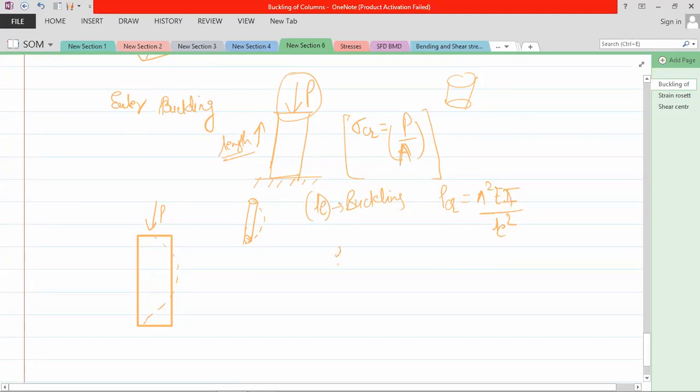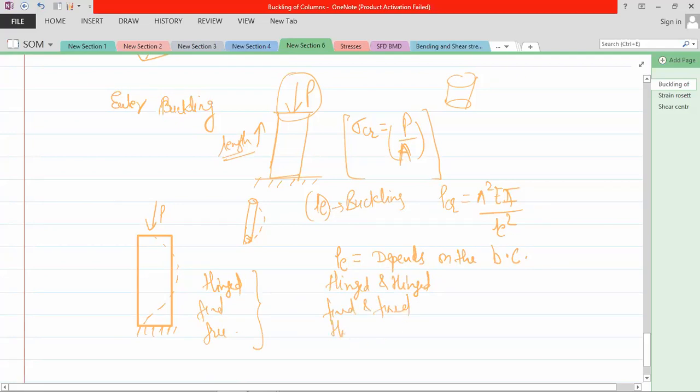Now what is LE? This value depends on the boundary conditions. What are the end conditions required? The three boundary conditions are hinged, fixed, and free end, and we have combinations of them. First is hinged and hinged, meaning both ends are hinged; second, both ends fixed; third, hinged and fixed; and the fourth is free and fixed.